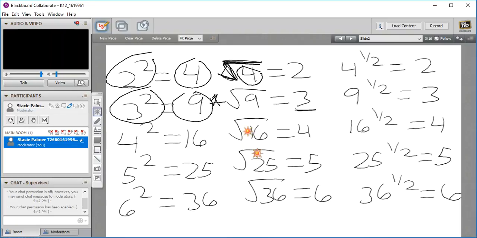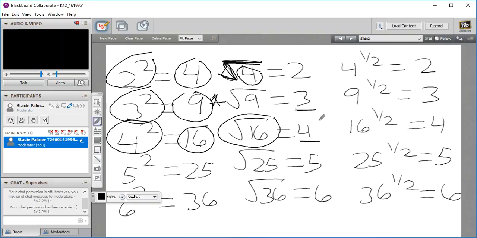What number squared gives us 16? Okay, so we're trying to figure out what number multiplied by itself gives us a 16. And we know that answer would be 4. Okay, 4 squared is 16. So the square root of 16 is 4.